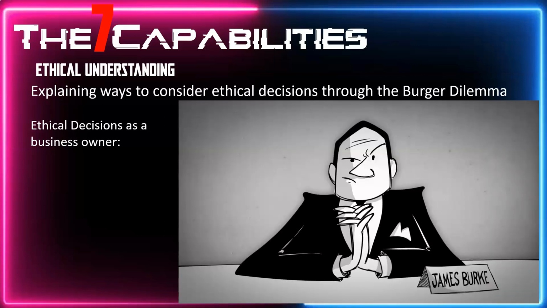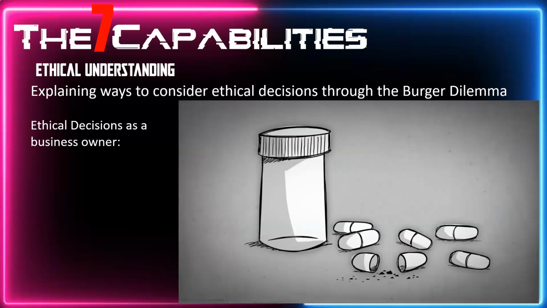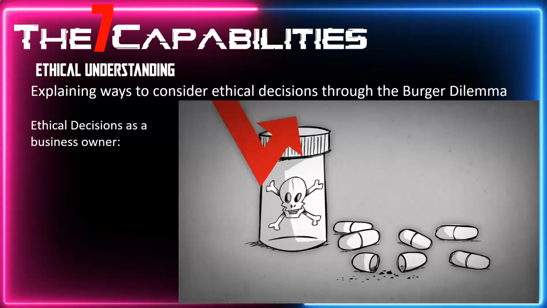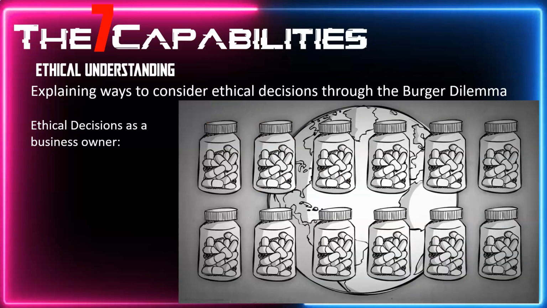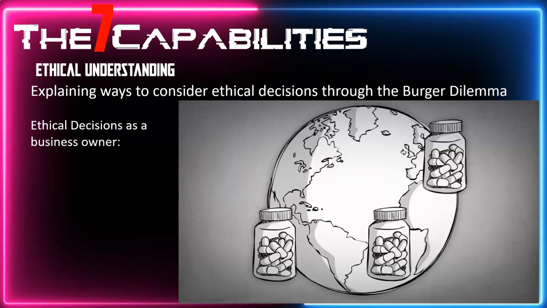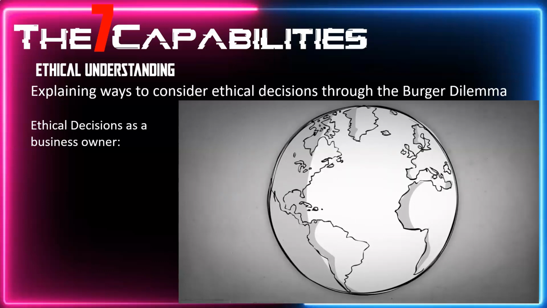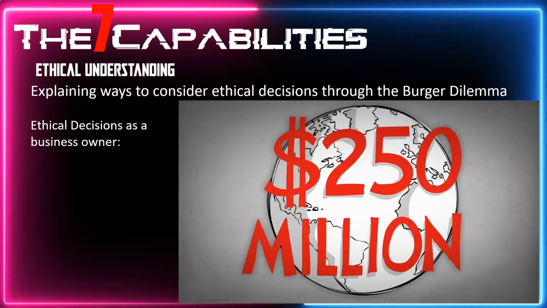Johnson & Johnson's CEO, James Burke, faced a similar challenge in 1982 after a criminal added the poison cyanide to bottles of Tylenol in Chicago. 7 people died and sales dropped. Industry analysts said the company was done for. In response, Burke decided to pull Tylenol from all shelves worldwide, citing customer safety as the company's highest priority.